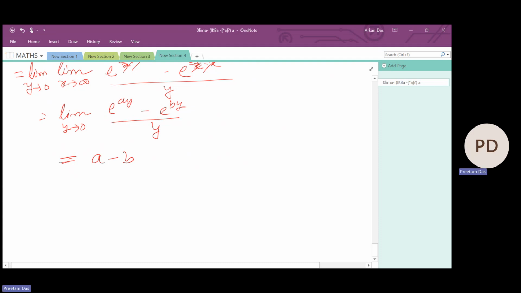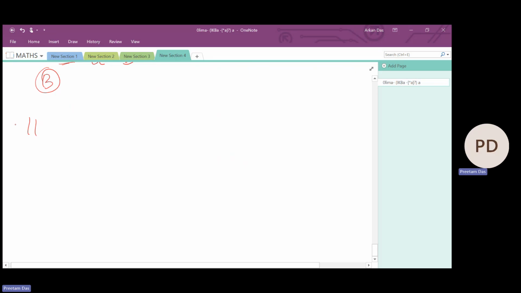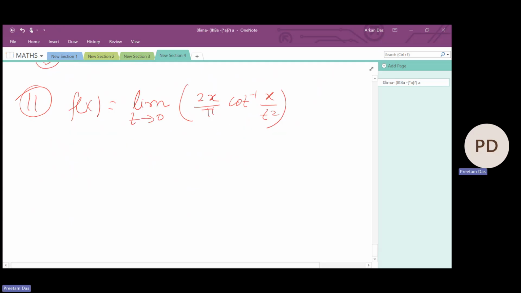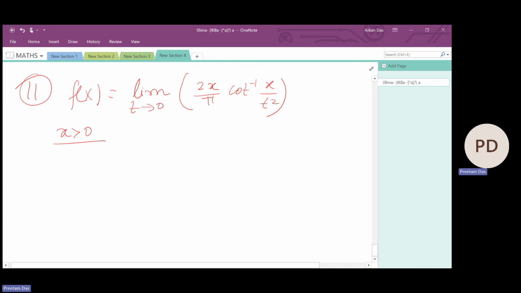So which one is the correct option? Option B. Let us see the 11th one. They have told you to draw the graph of this function, and the equation looks something like this. The function is itself a limit x over t square. Okay. So what if x is positive? Always the inverse trigonometric functions tend to behave differently for positives and negatives. At least the cot inverse does that.